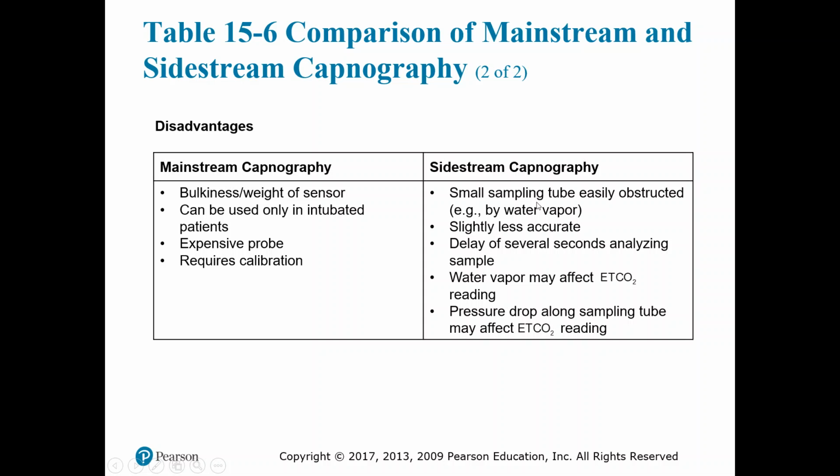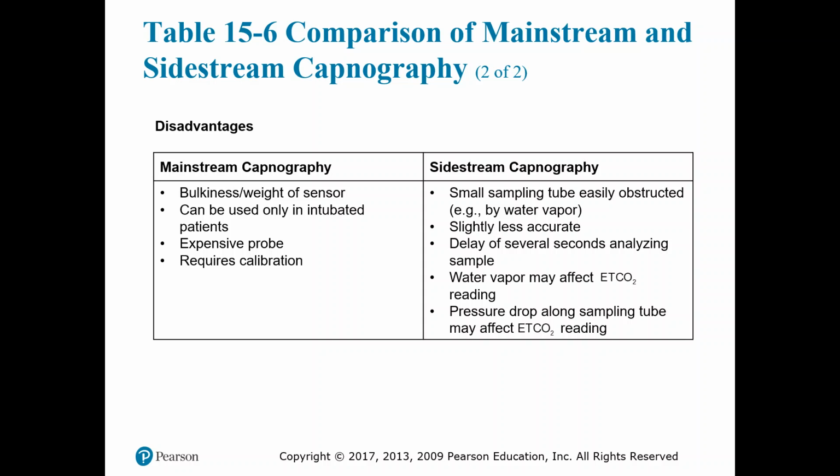With side stream, a small sampling tube is easily obstructed by, for example, water vapor, vomitus, blood, mucus, anything else that can get in the tube. They're slightly less accurate, due to that dead space. As it says here, there's a delay. There could be a delay of several seconds in analyzing the sample because of that dead space; it's got to clear out.